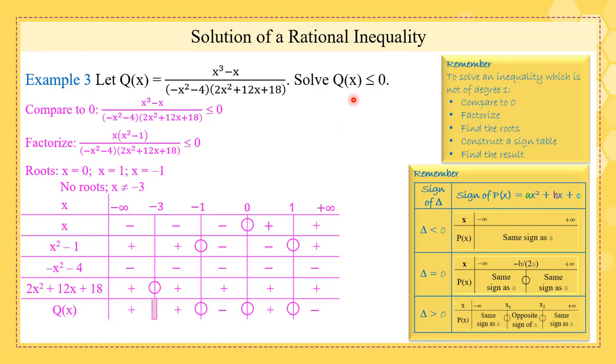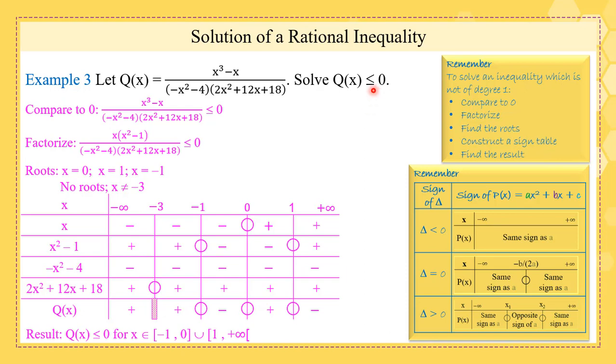Now we need the inequality to be negative or equal to 0. Now being negative, we choose the negative cases here, and equal to 0, we choose all the zeros. Now, what do we mean by this? This is negative, so x in this case would be between negative 1 and 0. And this is also negative, which means that x is between 1 and plus infinity. Now this is the answer.